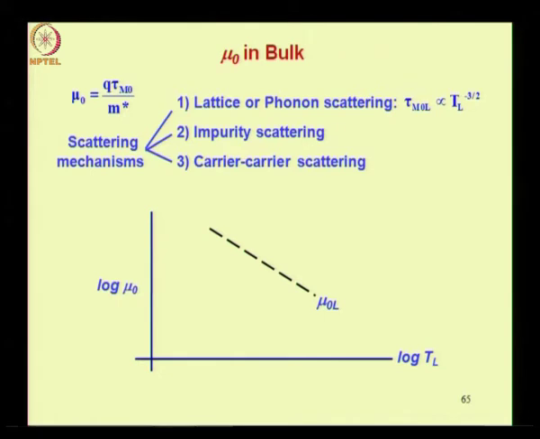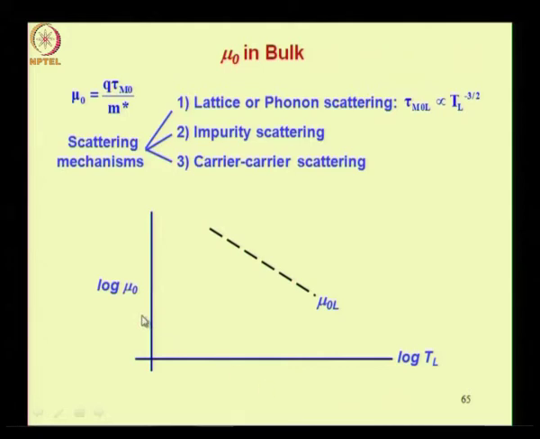Now quantum mechanics gives us the relation between the momentum relaxation time for lattice scattering and the lattice temperature. So this relation is obtained as tau m0l is proportional to TL power minus 3 by 2. Now since your mobility is proportional to tau m0, therefore the mobility also is proportional to TL power minus 3 by 2. So it decreases as TL power minus 3 by 2 for lattice or phonon scattering. Now that is what is depicted here in the graph.